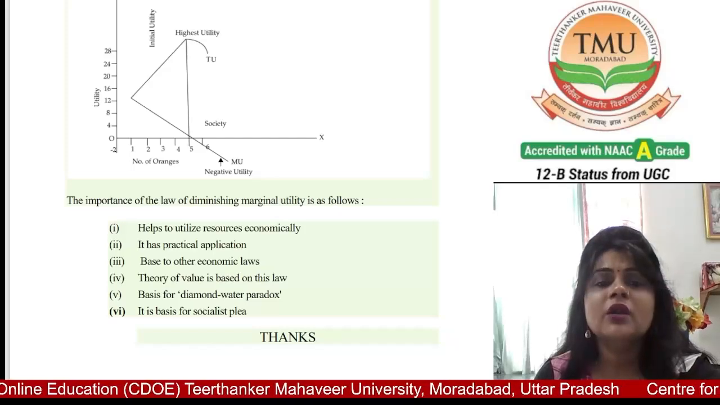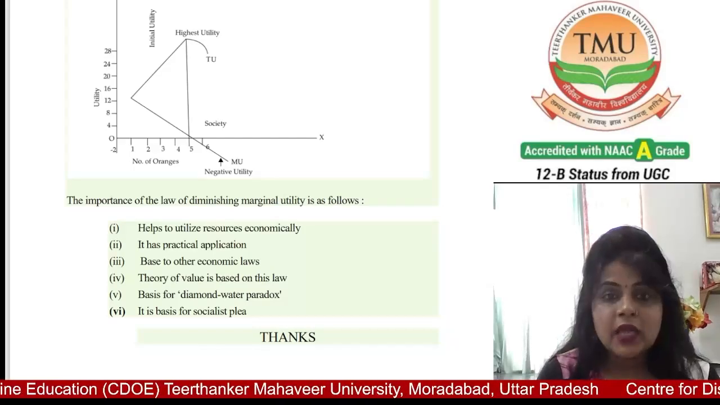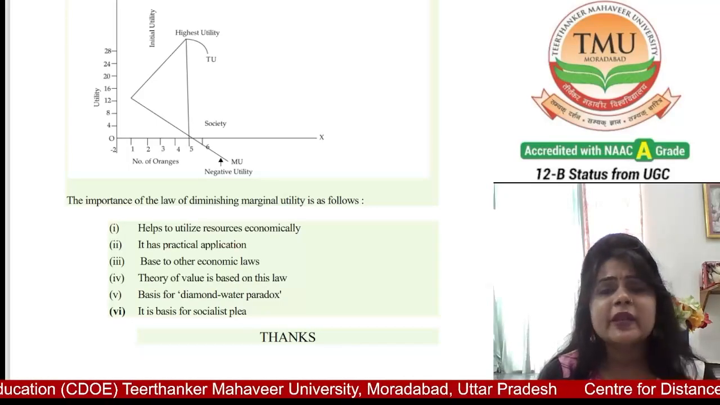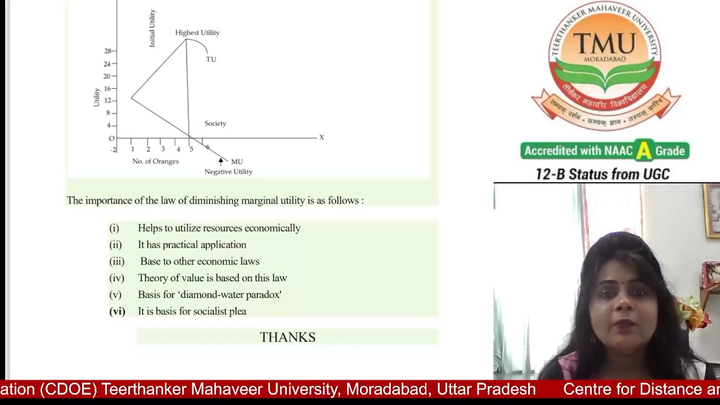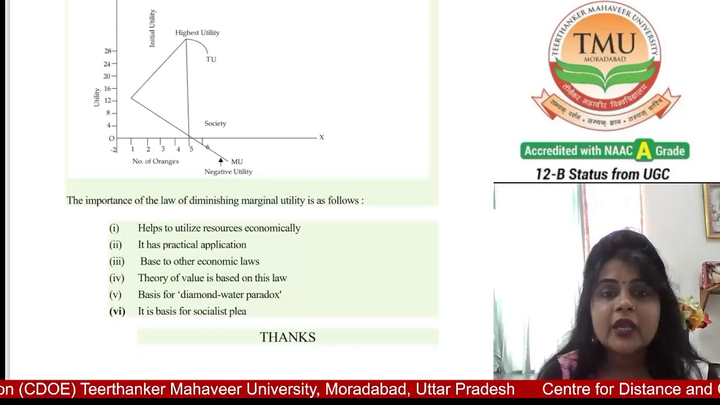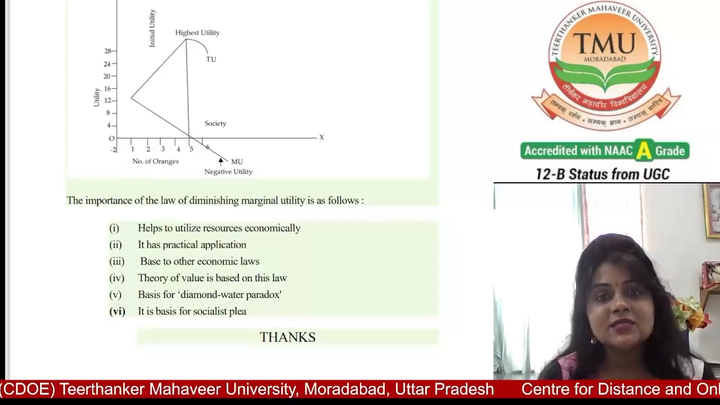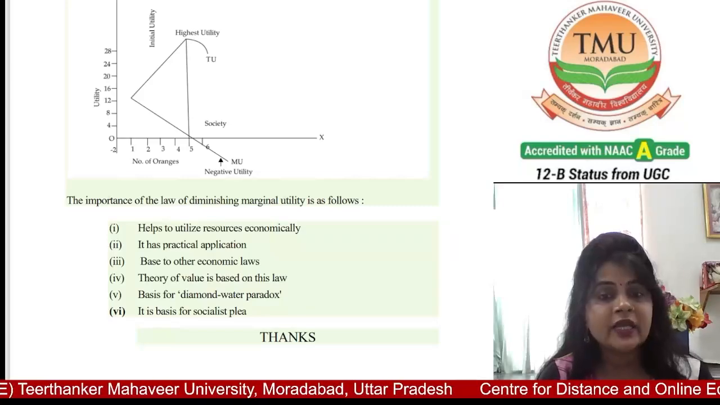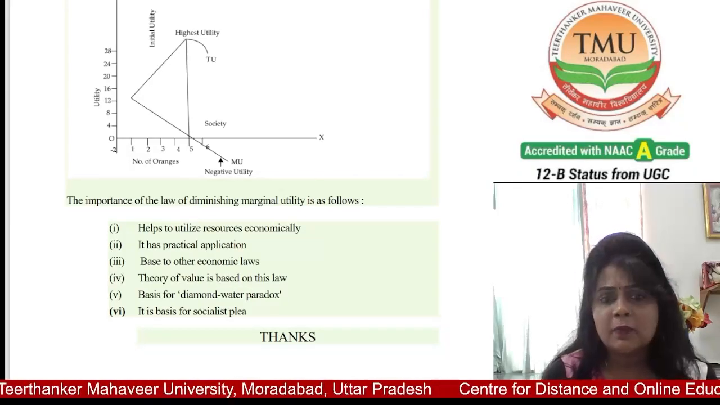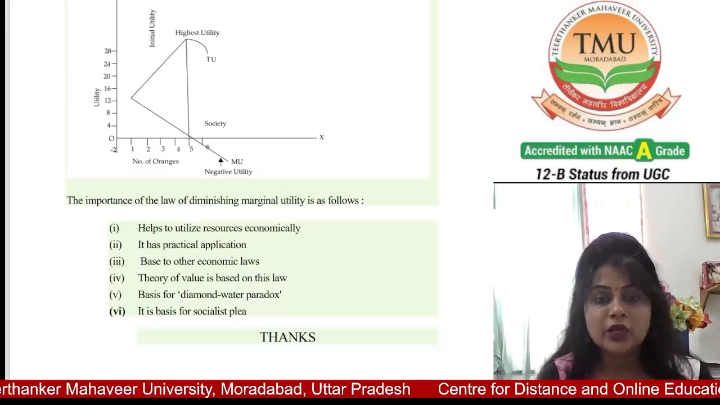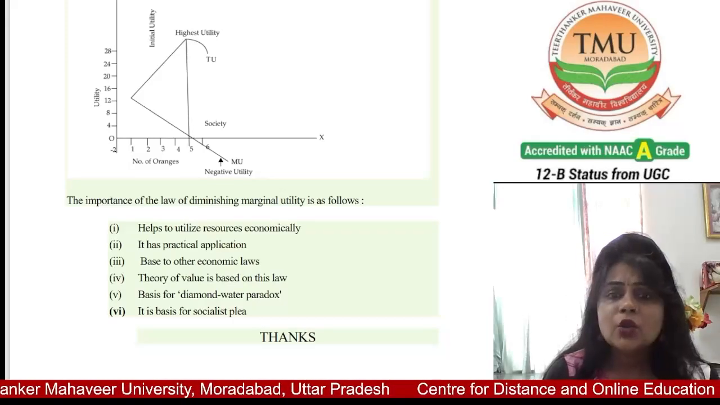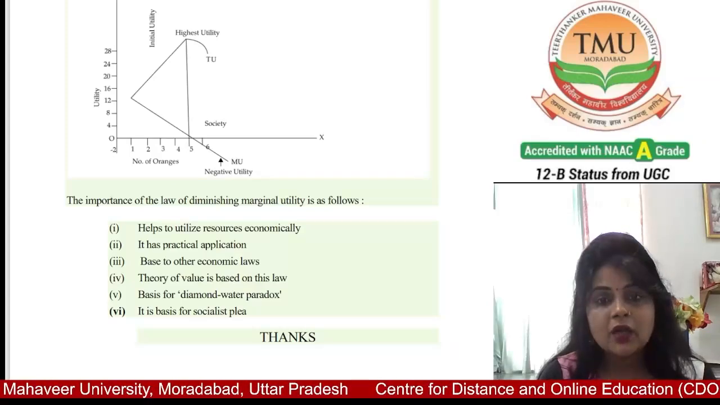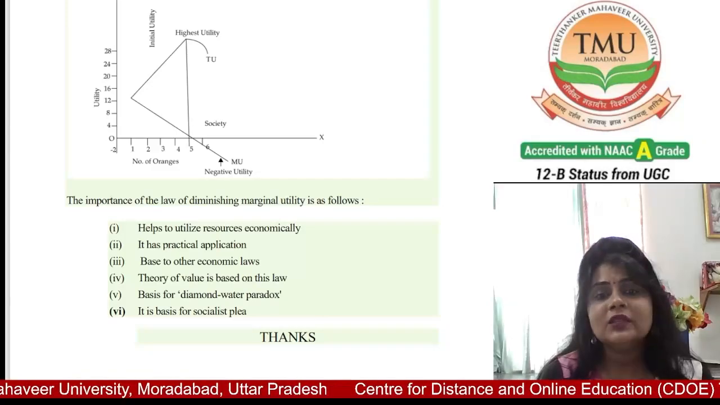Next, basis for the diamond-water paradox. I have also explained about it. Adam Smith explained the famous diamond-water paradox with the help of the law of diminishing marginal utility. Diamond is relatively less in supply, so diamond has high marginal utility and high price. Water is relatively plentiful in supply. It possesses low marginal utility and has low price though its total utility is very high. This is why water has low price when compared to diamond, though water is more useful than diamond.